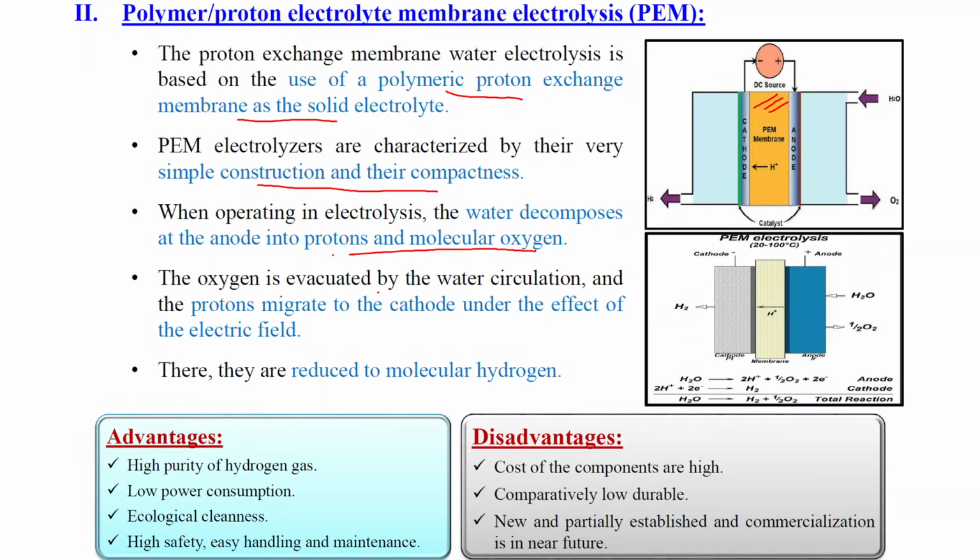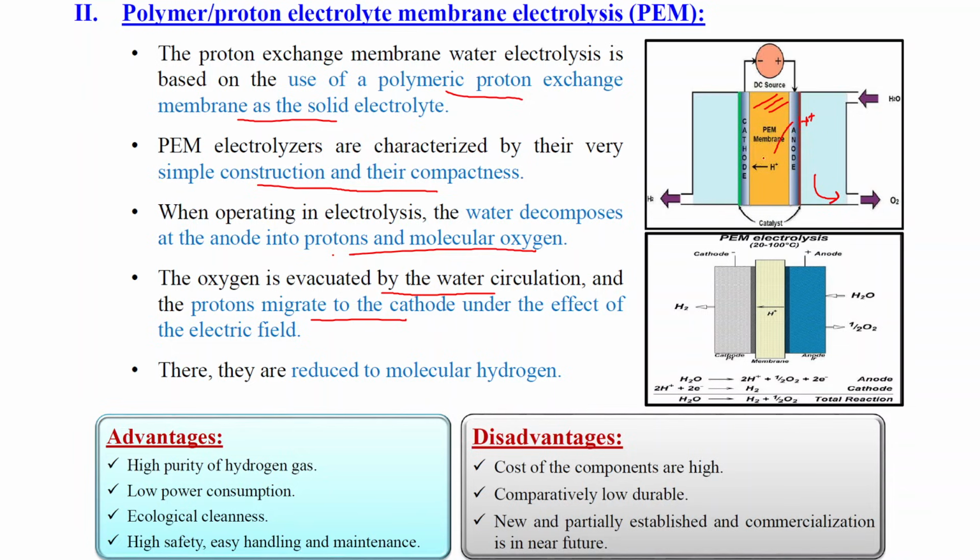The oxygen is evacuated by the water circulation, and the proton migrates to the cathode. This proton migrates to the cathode. Here, water splitting takes place at the anode, okay? And it splits into H positive and molecular oxygen, which goes away from here.